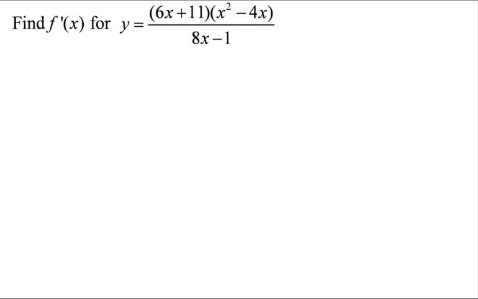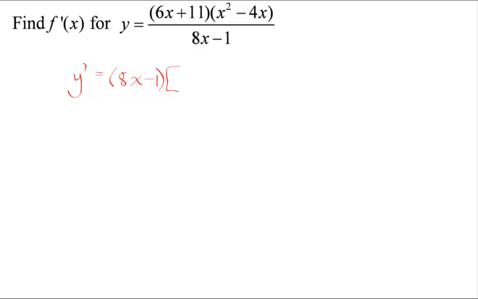Now, f prime of x is equivalent to y prime. It's just alternate notation. They gave me y equals, so I'm going to use y prime. This is a quotient. I'm going to use the quotient rule. The quotient rule says bottom. Then it says d top. But top is a product. In order for me to find the derivative of the function that is in the numerator, I must apply the product rule, because the function that is in the numerator is the product of two other functions.